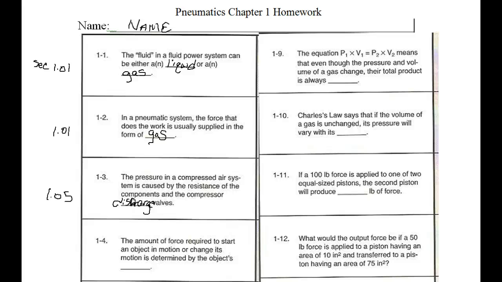The amount of force required to start an object in motion or change its motion is determined by the object's what? Well, if you look at 1.07, that's where I found it. It's the first sentence. All objects and substances have mass. Mass represents the amount of matter in an object and its inertia or resistance to movement. So inertia is its resistance to movement. I'm trying to spell inertia. All right, there you go. I just put it like this.